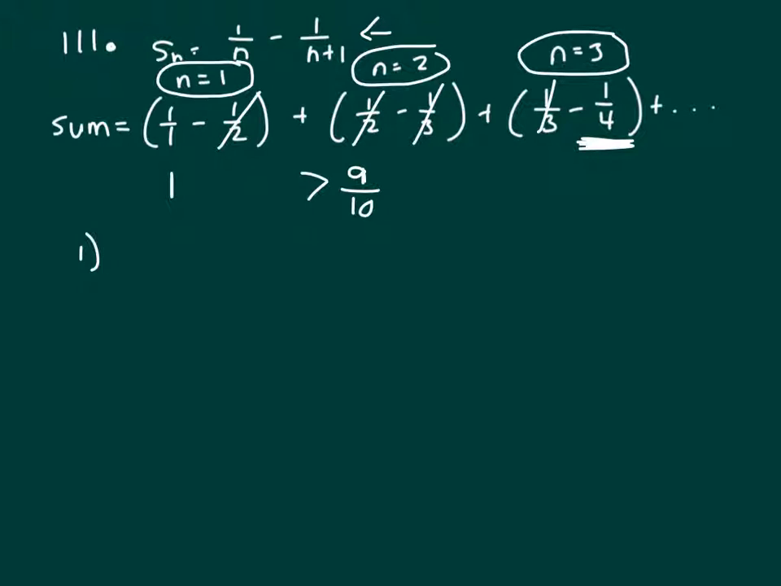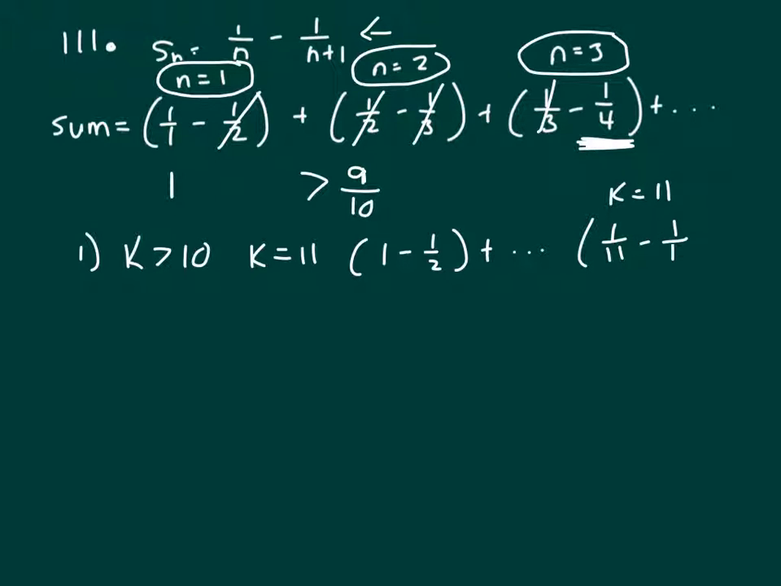So clue 1 says k is greater than 10. So if k is greater than 10, let's let k equal 11. If k equals 11, well, we're trying to sum up the first k terms. So the first term is always going to be 1 minus 1/2. And then you're going to have plus, dot, dot, dot. What will be that last term will be k equal 11. That'll be 1 over 11 minus 1 over 12.